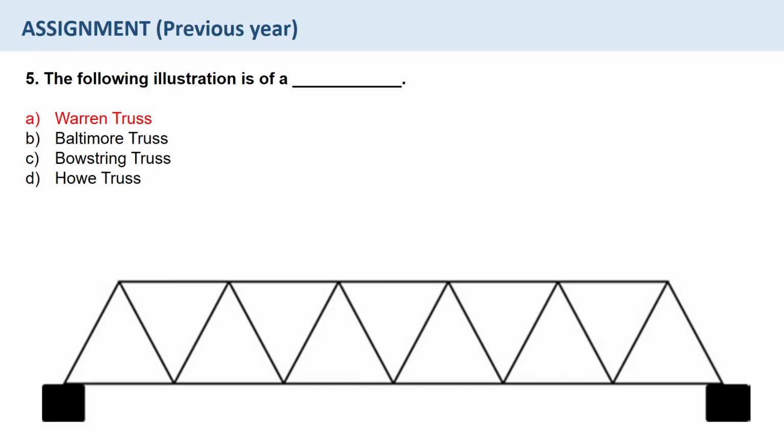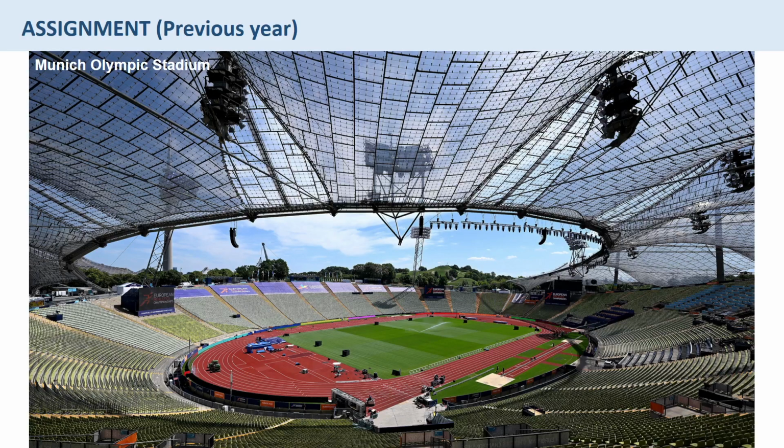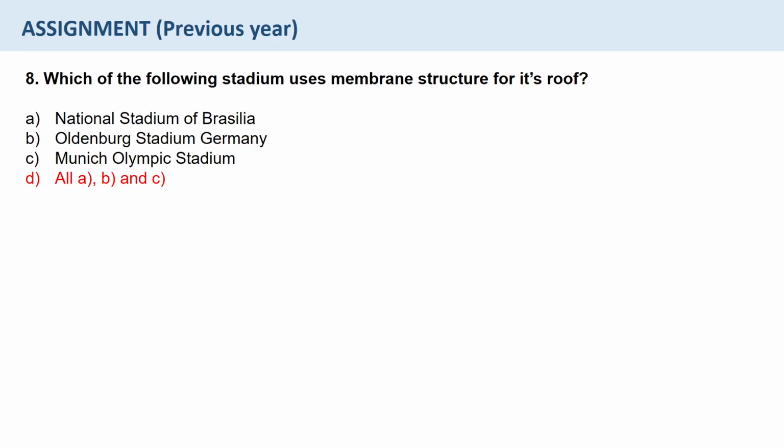And as you can see, I have shown images of different types of membrane structures that have been used around the world. So this is how the National Stadium of Brasilia looks. It of course has a membrane structure, as you can see in the image around the stadium. Then we have Oldenburg Stadium, Germany. This also has a membrane structure, different from the one in Brasilia, but it also has a membrane structure. Then we have Munich Olympic Stadium. As you can see from the image, this also has a membrane structure. So the answer is all A, B and C.